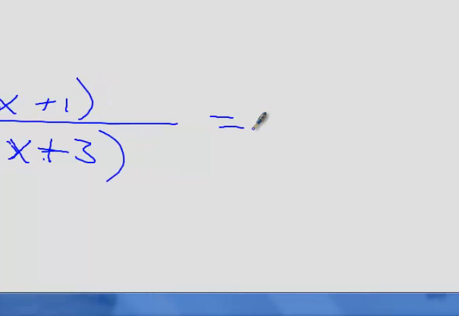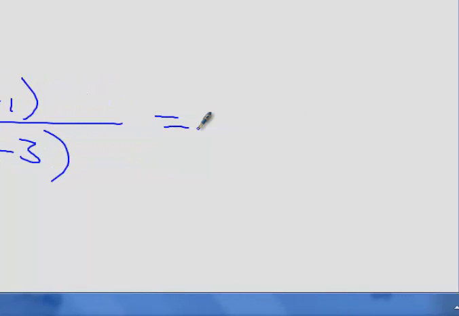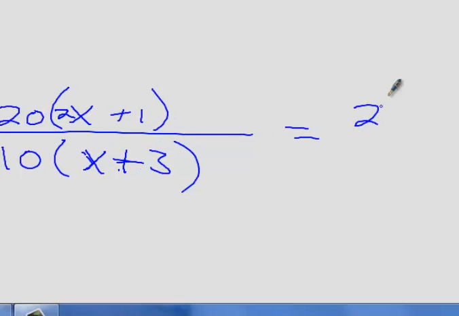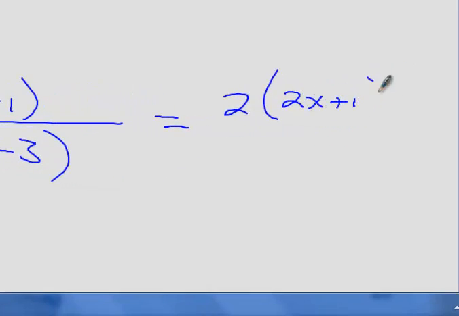To 2 over 1. But where's the 2 going to go? Does it go on top or on bottom? On top. Why? Right, 20 is bigger than 10, right? So the bigger number's on top here. After we reduce, the bigger number still has to be on top. So we're going to get 2 times 2x plus 1 all over x plus 3.